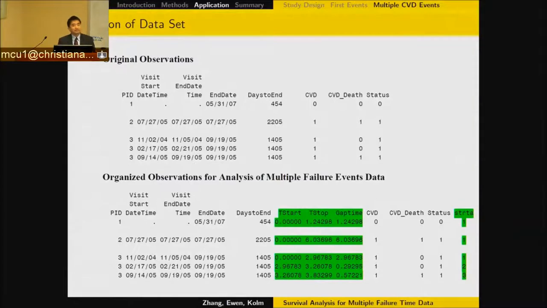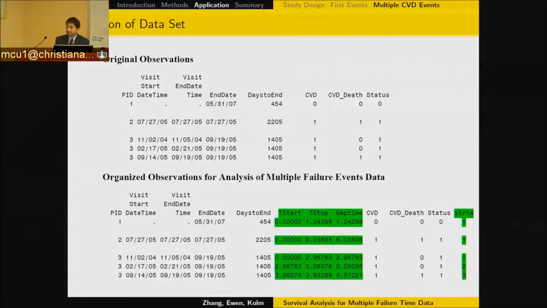I don't understand here in the green. The first row starts at zero, stops at 1.24, and the gap time is 1.24. Why does it start back at zero? Oh, it's a different patient. For patient one and patient two, those are different patients, because those two patients didn't have multiple events. So we just keep the same, but we calculate the T-stop and gap time. I didn't realize there were different patients.